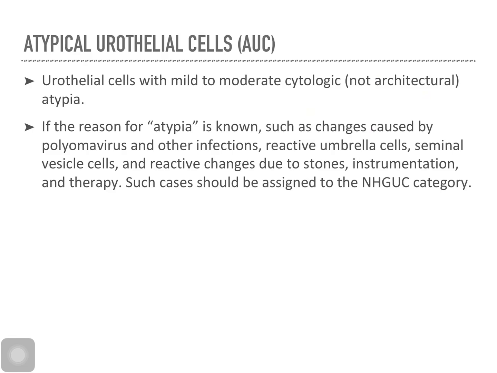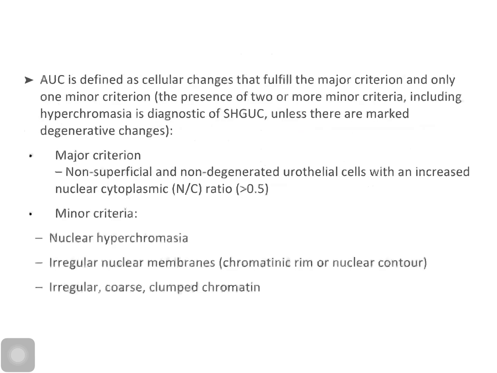Next, coming to the atypical urothelial cells. Urothelial cells with mild to moderate cytologic atypia, but not architectural atypia, are considered under atypical urothelial cells. If the reason for atypia is known, such as changes caused by polyoma virus and other infections, reactive umbrella cells, seminal vesicle cells and reactive changes due to stones, instrumentation and therapy, such cases should be assigned to the negative for high-grade urothelial carcinoma category. If the reason for atypia is not known, then we can consider it under the diagnosis of atypical urothelial cells.